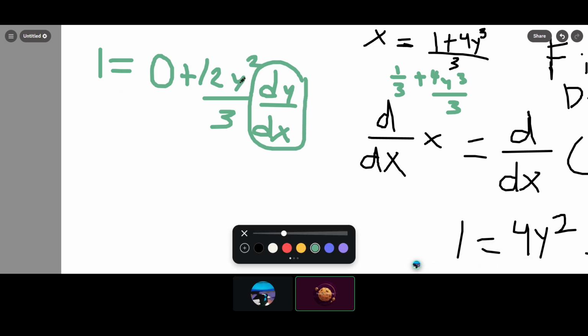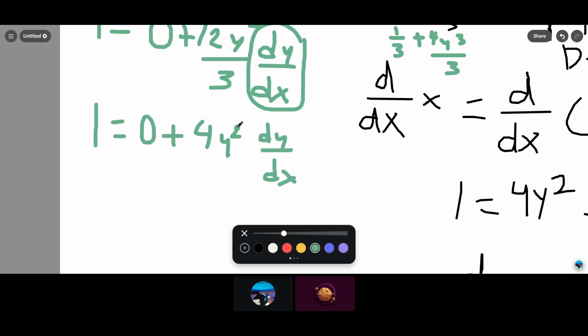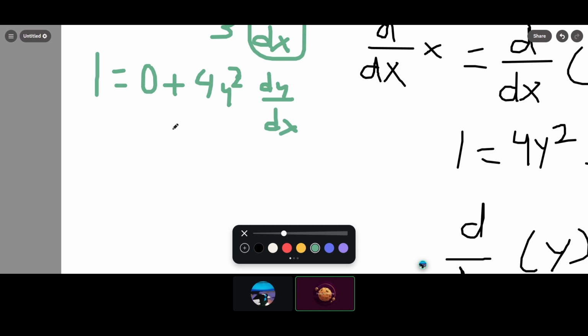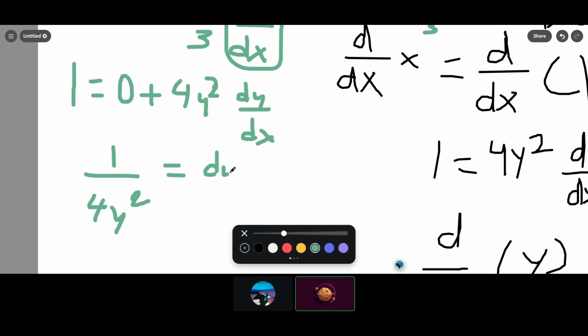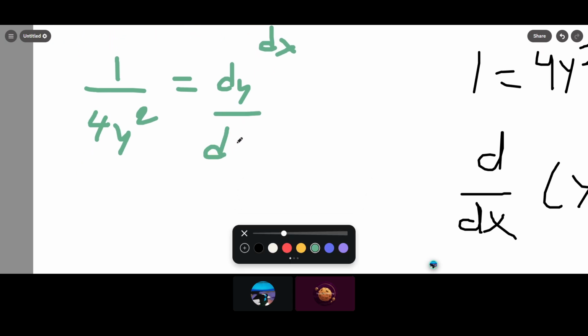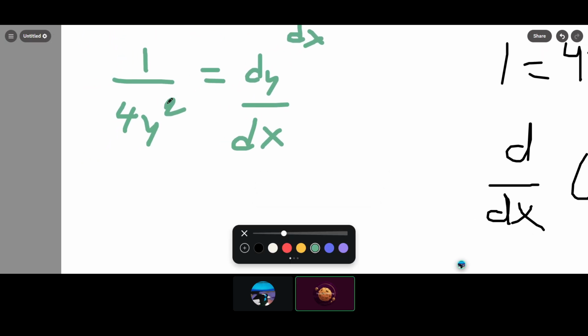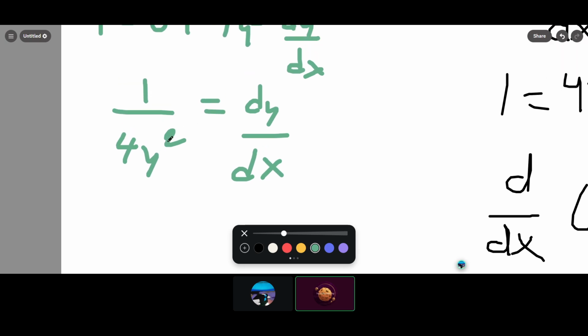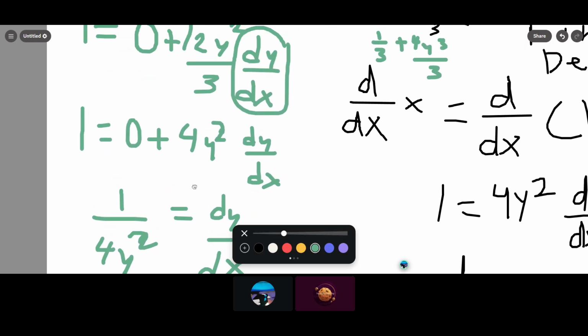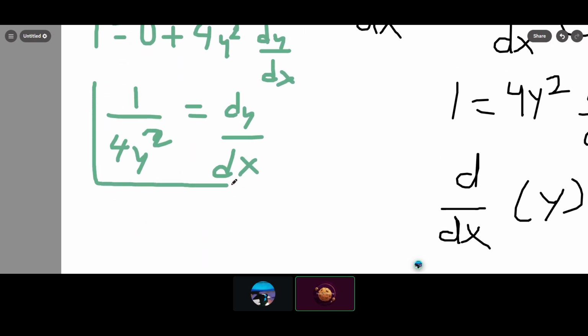Let's simplify this first. This is equal to 0 plus 4y squared dy over dx. And then we divide by 4y squared, so 1 over 4y squared is equal to dy over dx. And that is our final answer. And since this is implicit differentiation, we can leave it in terms of y. We don't need to leave it in terms of x. So this should be your final answer.